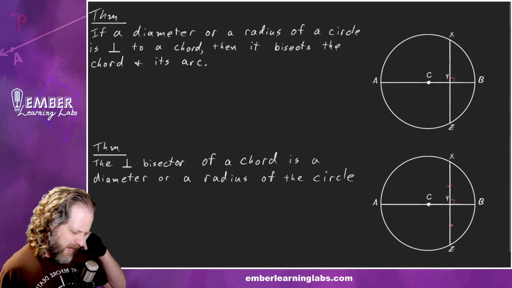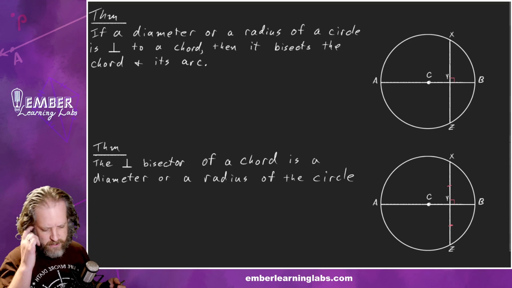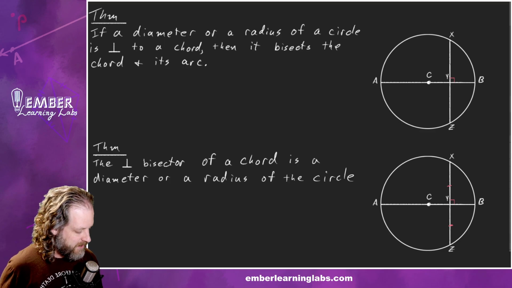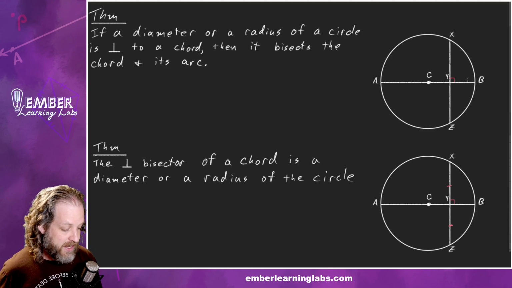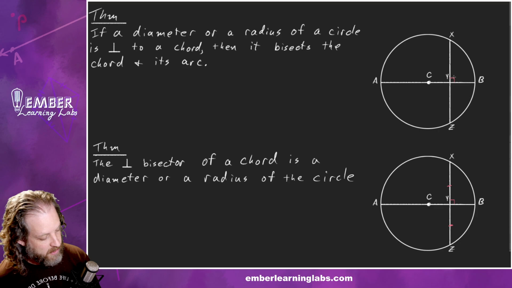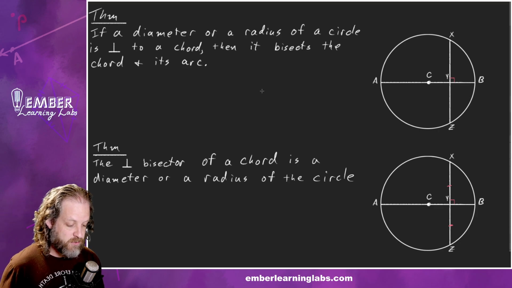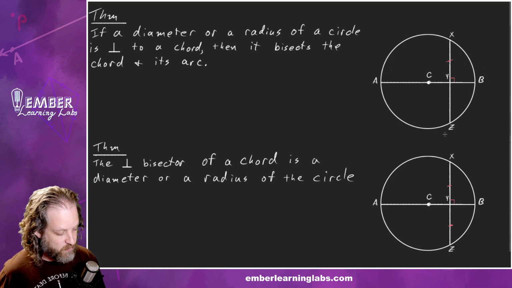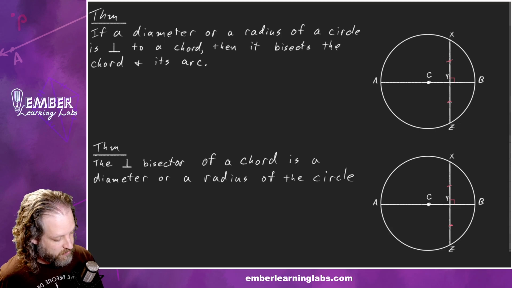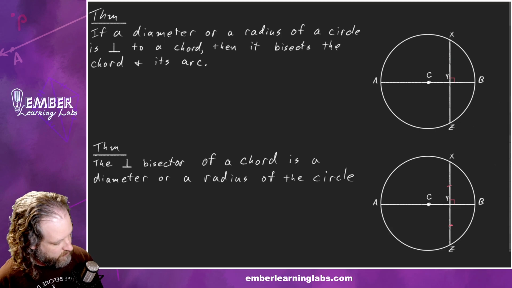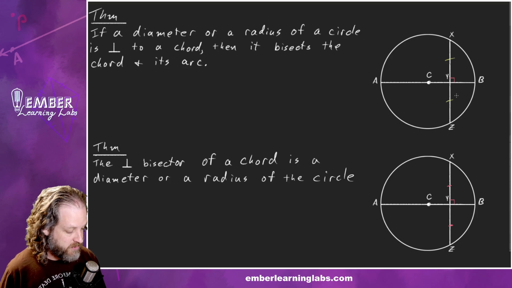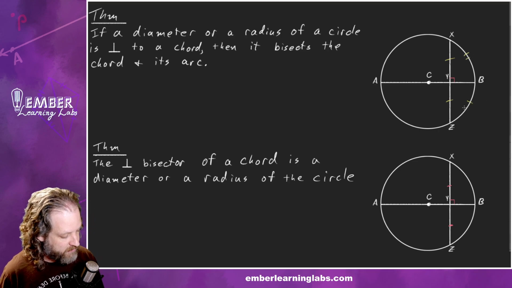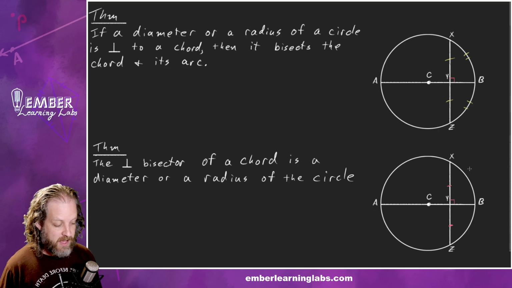All right, next theorems. We've got a couple of theorems. They're not quite the converse of each other, but they function almost like converses. The first one says, if a diameter or a radius of a circle is perpendicular to a chord, then it bisects the chord and its arc. What that means functionally in this example is that XY is congruent to YZ, and the arcs are congruent as well. So arc XB is congruent to arc BZ, right? So that's what that says.